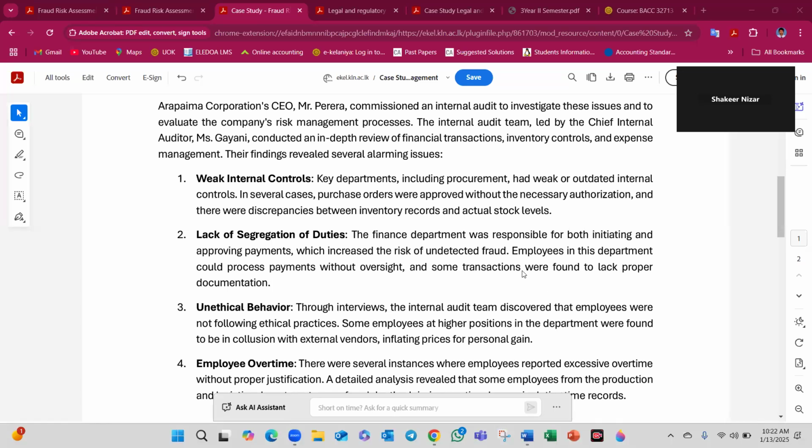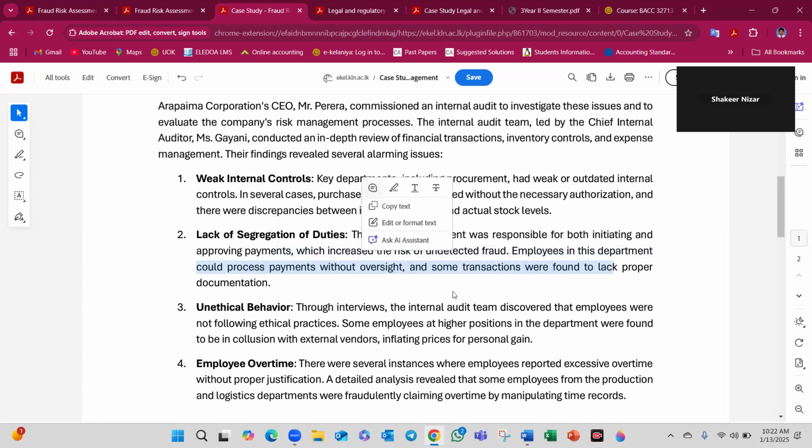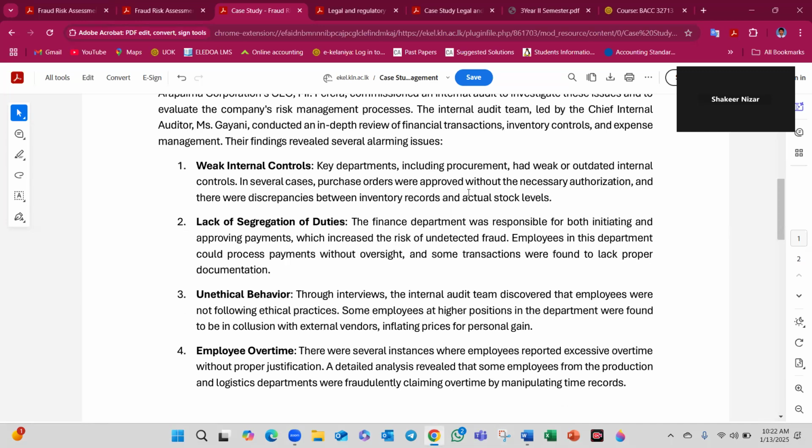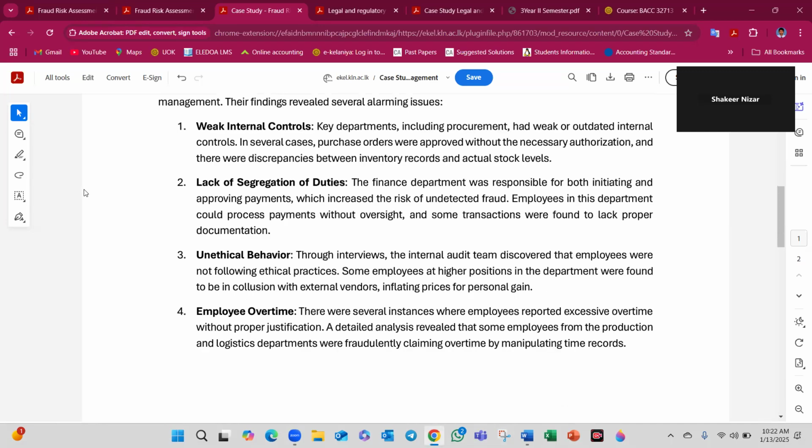They can engage in that, right? Employees in this department could process payments without oversight, and some transactions were found to lack proper documentation. Documents are not there. There may be a fraud red flag as well. It is a signal, a sign, a symbol of a fraud risk factor.